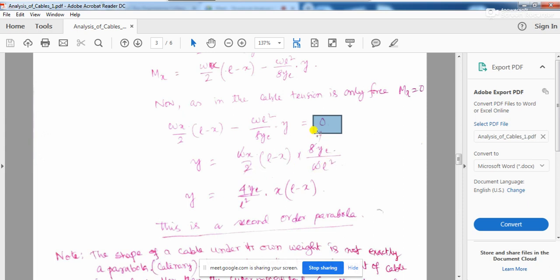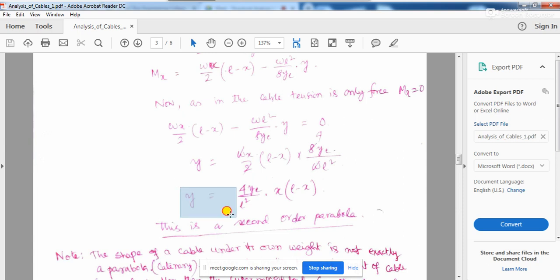So 2 4s are 8. If I cut it with 2, 2 4s are 8, and then W cancels. Then you see what will happen: this y is going to be equal to 4YC, this 4 is over here, so 4YC by L squared into x into (L minus x).